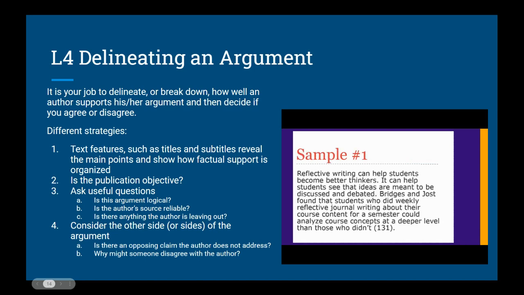In our first sample paragraph, support is given by citing a study that found that students who wrote in journals weekly could analyze course material better. This appears to be a credible study based on original research, and the findings logically connect to and support the main point, which is that reflective writing helps students to be better thinkers.